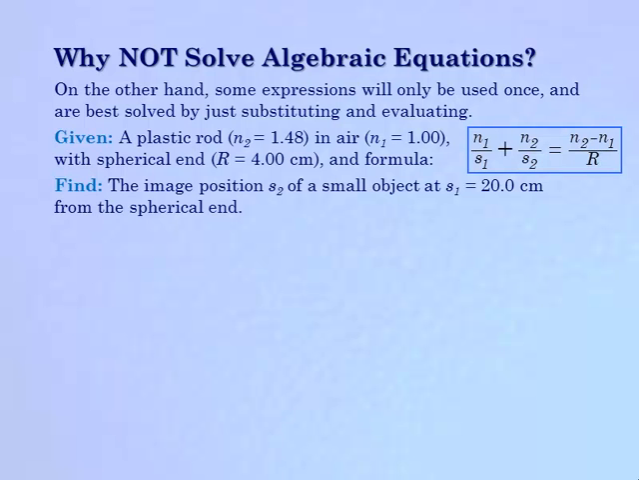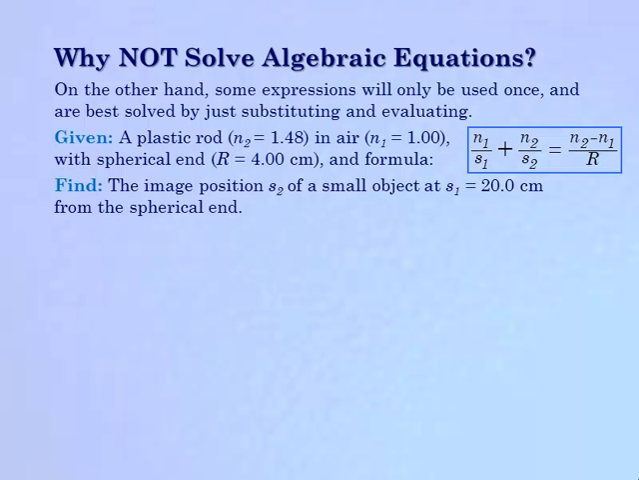But you still have to use your order of operation. So for example, we have a plastic rod with this expression here, n sub 1 over s sub 1 plus n sub 2 over s sub 2 is equal to n sub 2 minus n sub 1 over r. My goodness, that's a complicated expression. We're asked to find the image position, s sub 2.